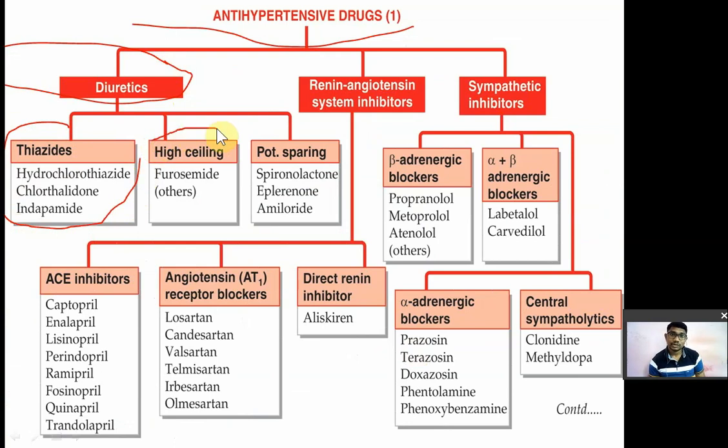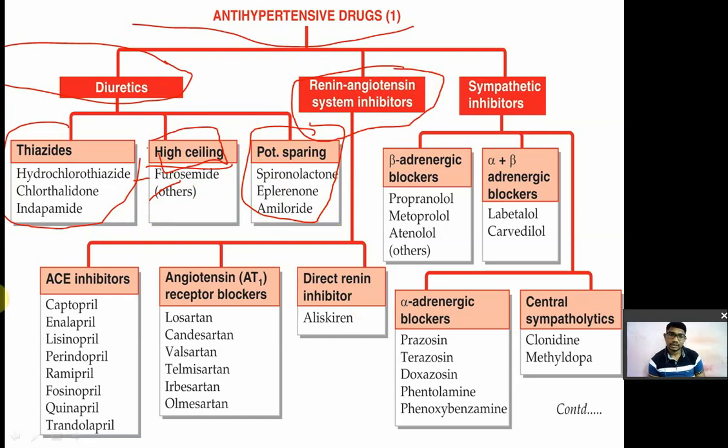Then high ceiling diuretics, also known as loop diuretics, for example furosemide. Then potassium sparing diuretics: spironolactone, eplerenone, and amiloride. These are the potassium sparing diuretics. The second class will be the renin-angiotensin system inhibitors.